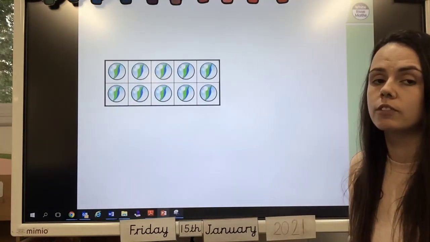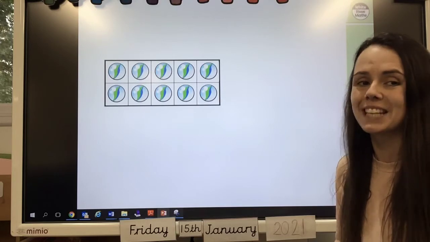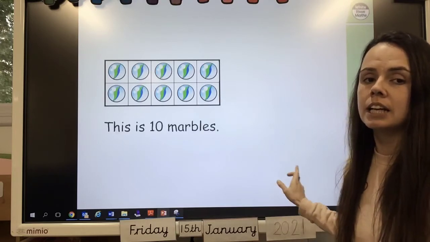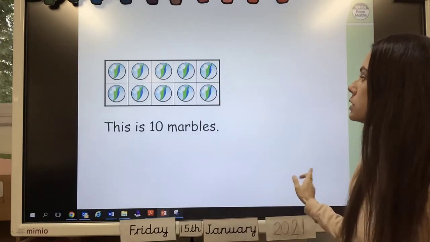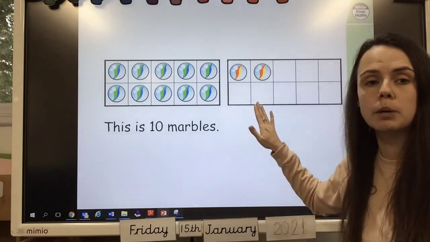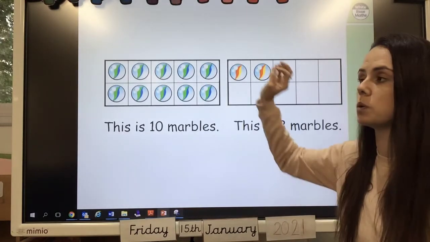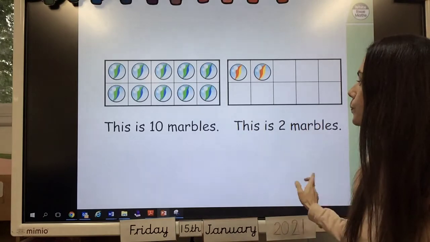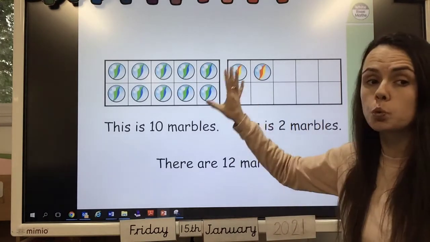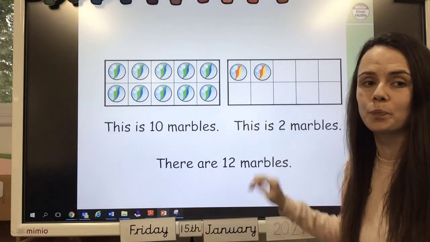Now here I've got how many marbles? 10, well done. So this is 10 marbles. On this side, I've got how many marbles? 2. So 10 and 2. That makes 12 marbles in total. Well done.